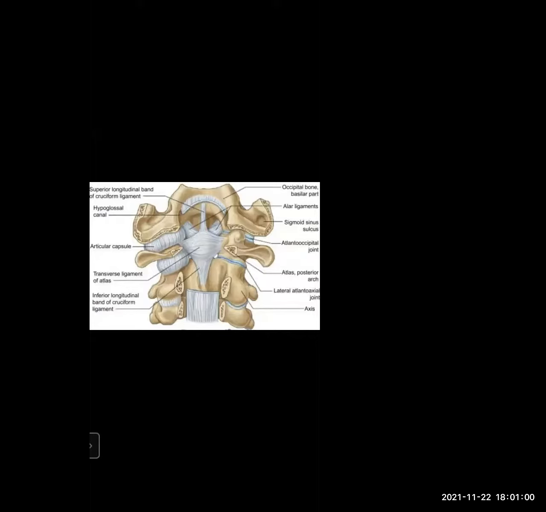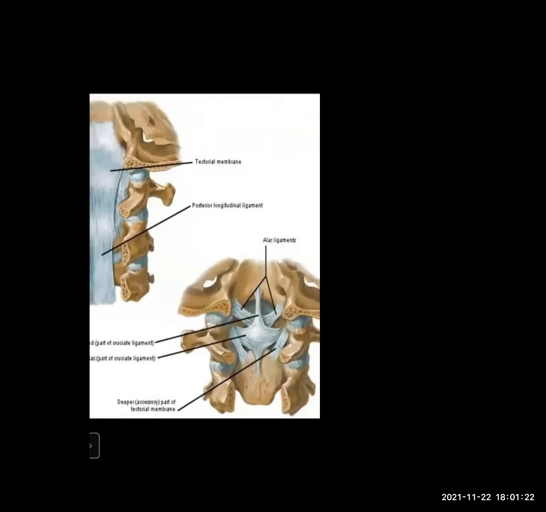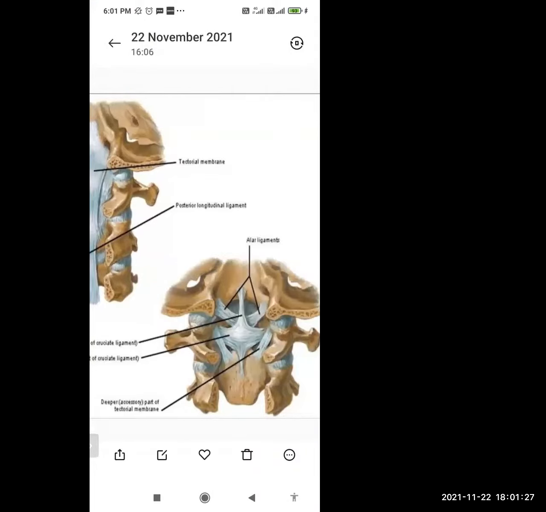Right? So this is another section, a frontal or coronal section. You can see the apical and the alar ligaments and the transverse ligament. The tectorial membrane continues as the posterior longitudinal ligament. If you cut through the canal, okay, this is the posterior view. And the lower one shows the crossing of the ligaments. The apical is straight, vertical, superior, okay? And then you have the transverse, which is horizontal. So it resembles a cross.